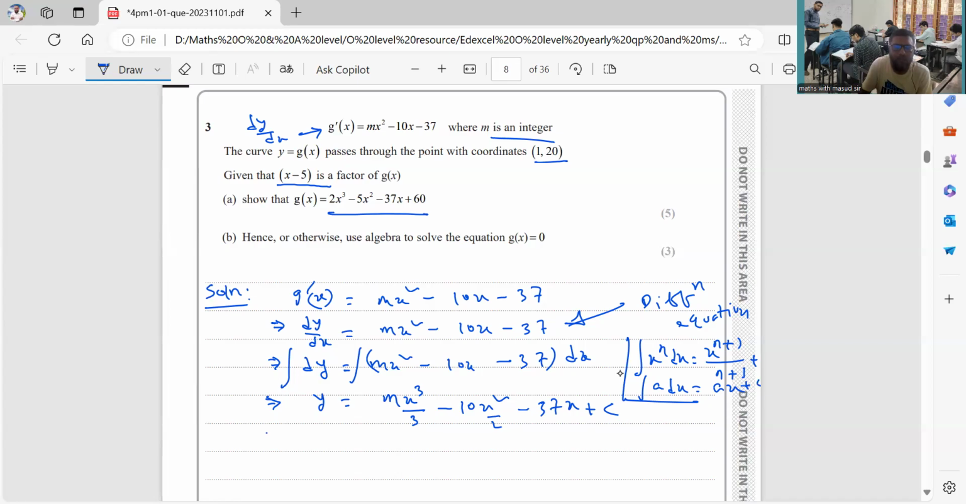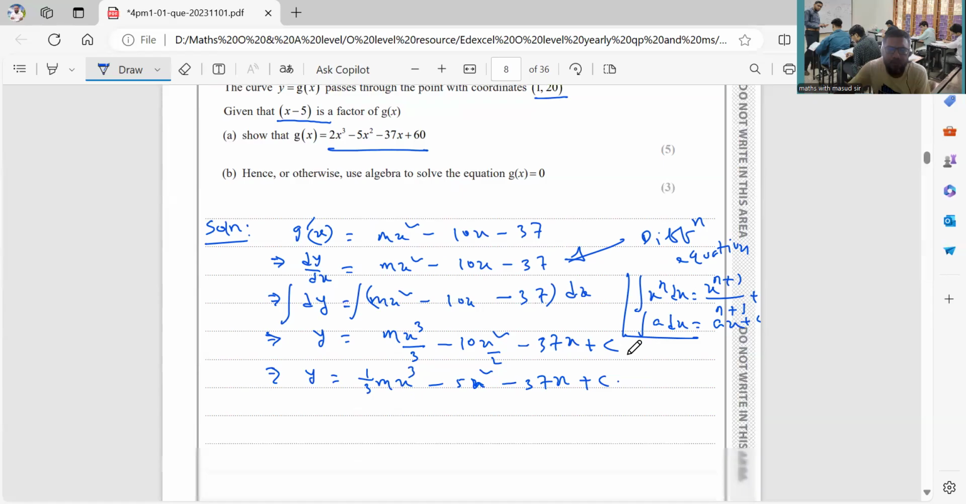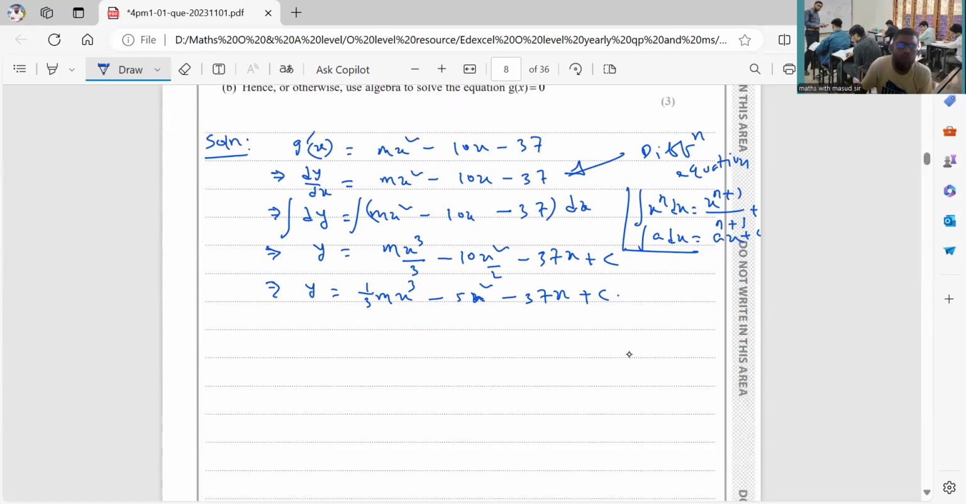Okay. And now you can simplify it: y equals 1 by 3 m x cube minus 5x square minus 37x plus c. And look at the information. This curve y passes through the point with coordinates (1, minus 20). And remember, there are two constants given, m and c. So that means you need two equations, so you need two conditions.